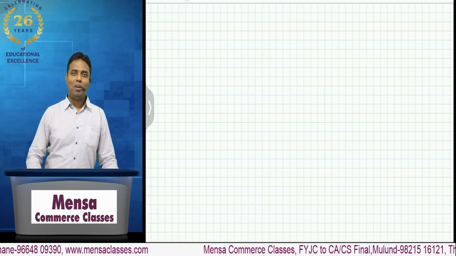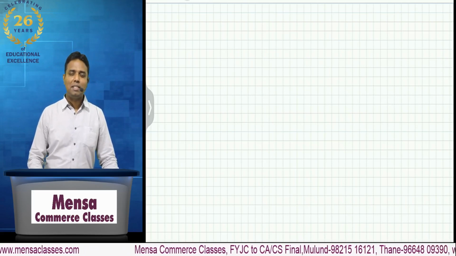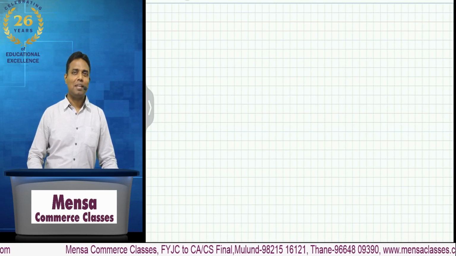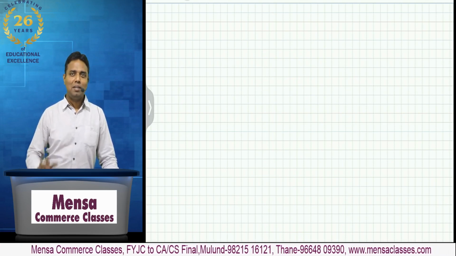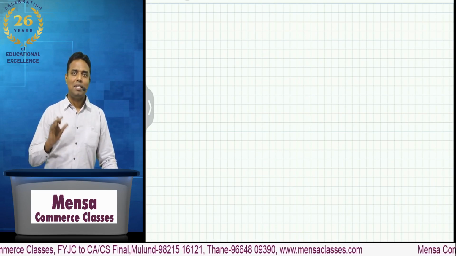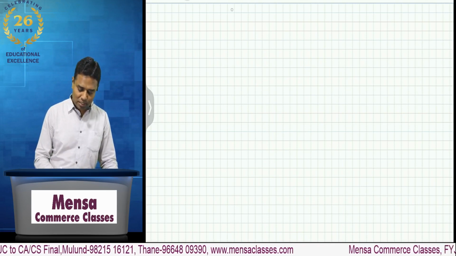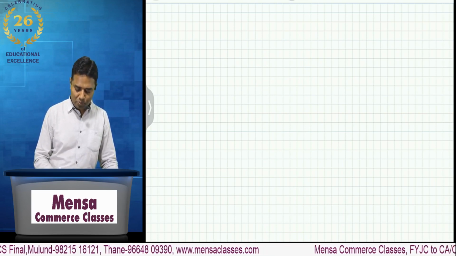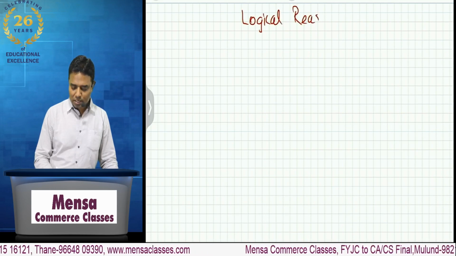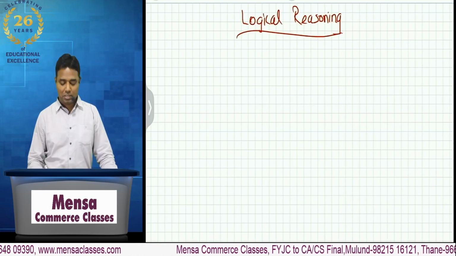Welcome all. We are discussing the CA Foundation December 2022 attempt maths paper. As we all know, there are three parts: maths of 40 marks, logical reasoning 20 marks, statistics 40 marks. Today we'll discuss the first part, which is logical reasoning. We'll discuss the paper with detailed solutions, so we start with that.